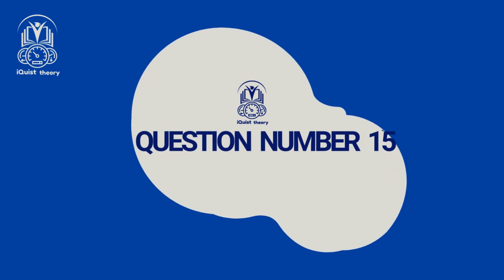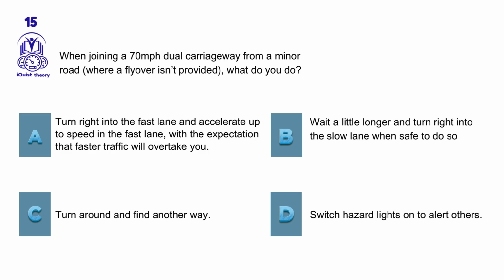Question 15. When joining a 70 mph dual carriageway from a minor road, where a flyover isn't provided, what do you do? A. Turn right into the fast lane and accelerate up to speed in the fast lane, with the expectation that faster traffic will overtake you. B. Wait a little longer and turn right into the slow lane when safe to do so. C. Turn around and find another way. D. Switch hazard lights on to alert others.